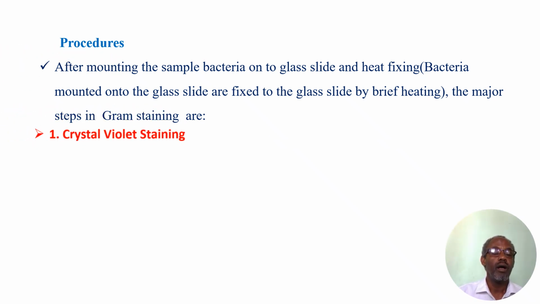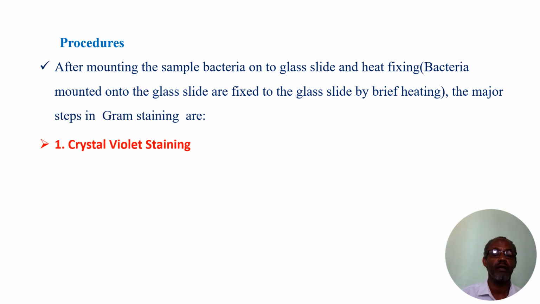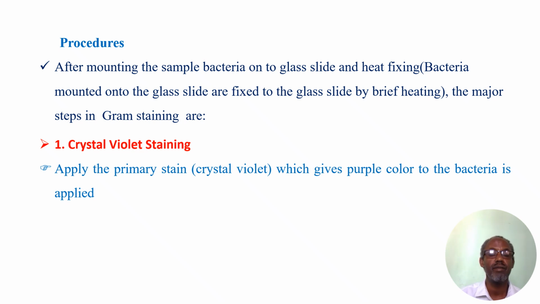One, we apply crystal violet. This is in its dilute form. It is purple in color. We apply this dilute crystal violet to the bacteria from different sources. It is known as the primary stain, crystal violet, which gives a purple color to the bacteria. Therefore, after crystal violet application, every bacterium becomes purple in color.